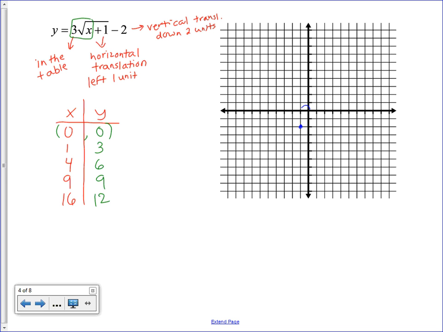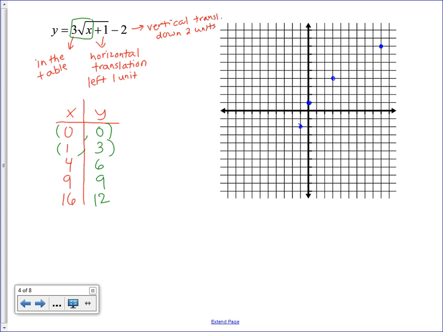So I have hopped over to the left and down 2 and put my first point. Then go to the point 1, 3, which is not actually on this function. We find the point 1, 3, which would be here, and go to the left 1 and go down 2. That's the next point. So we're doing the table and then shifting manually on the graph. So I'm going to find 4, 6, shift it over to the left 1 and down 2 units. Find the point 9, 9, shift it over to the left 1 and down 2 units.